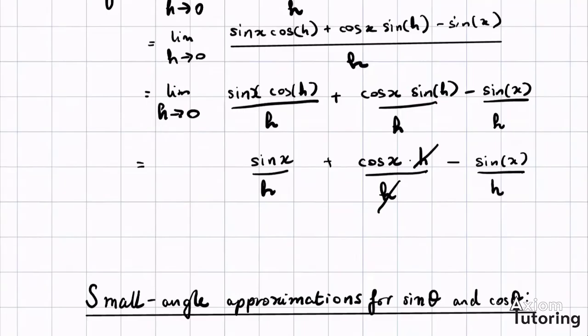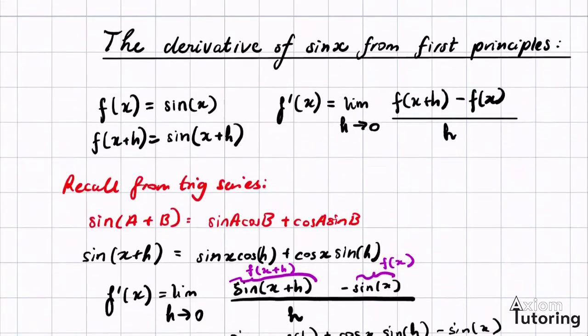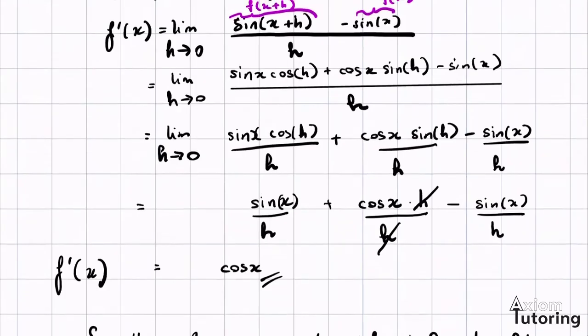And immediately you can see sine x over h minus sine x over h, brackets around that as well. So those two terms cancel, and we're just left with cos of x. And so our derivative f dash of x is cos of x for the function f of x equals sine of x. So now we've differentiated sine of x from first principles to show that its derivative is cos x.